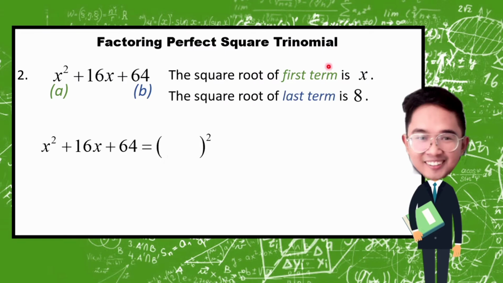Now, let's input the first term, which is x, and we need to look for the middle term. Since the middle term is positive, then the sign that we are going to use is also positive. And input the square root of the last term, which is 8. Therefore, your final answer will be x squared plus 16x plus 64 is equal to the quantity of x plus 8 to the power of 2.